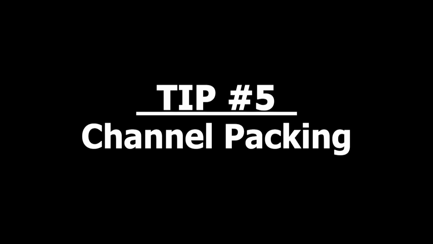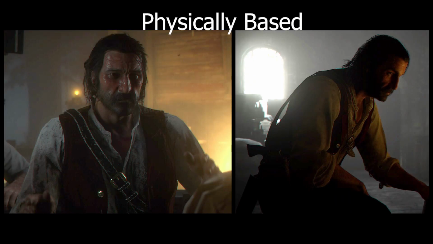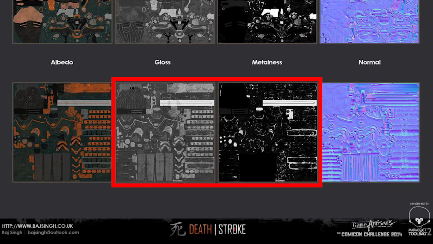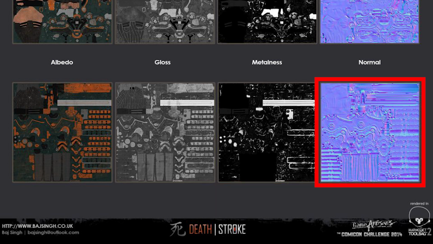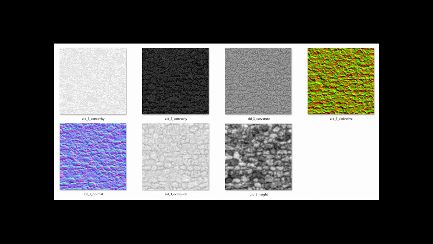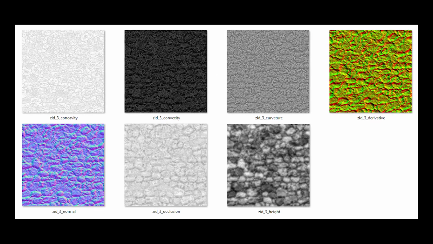Channel packing. Most materials nowadays are using the PBR workflow. PBR stands for physically based rendering. These materials require at least an albedo, which is just the color image, a metallic map, which is for reflections, and a normal map for the detailed shapes and bumps. Some PBR materials will have additional textures for ambient occlusion, displacement, emission, subsurface scattering, and so on.